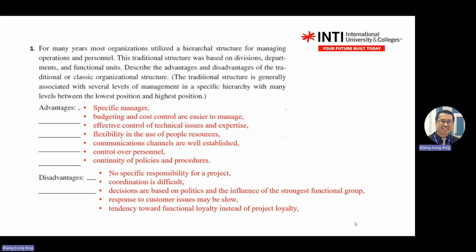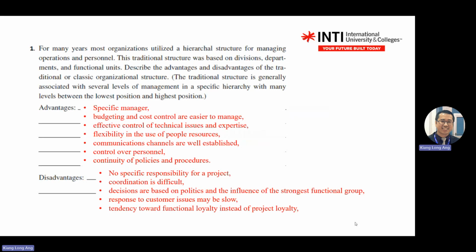This one, the traditional one, is manufacturing or product focused. They are product focused. So you elaborate on the project: they don't have a specific responsibility for the project. The project is on this side.